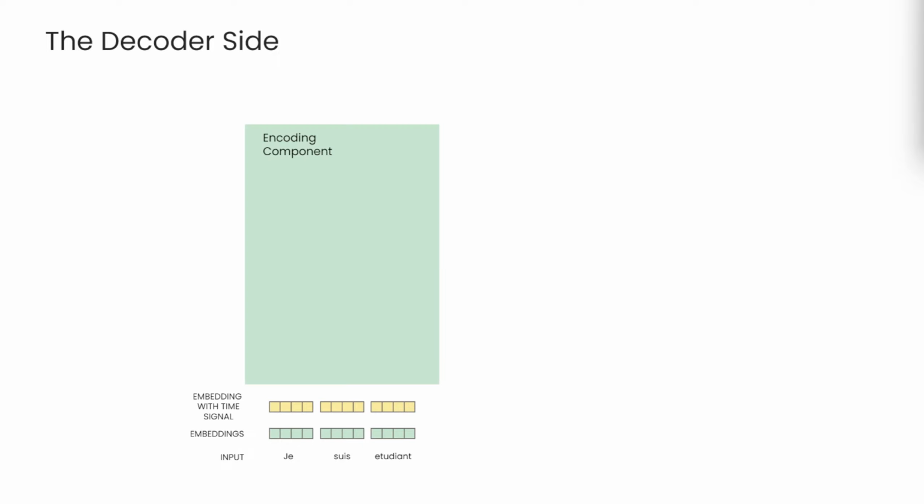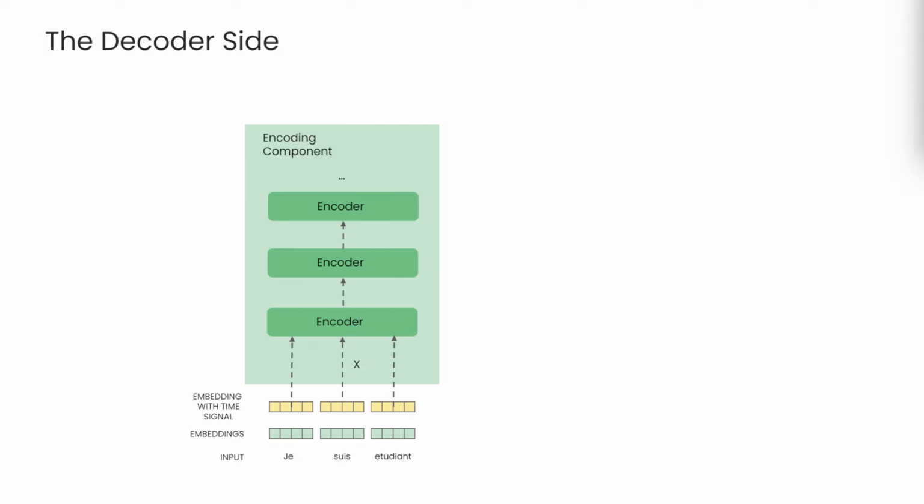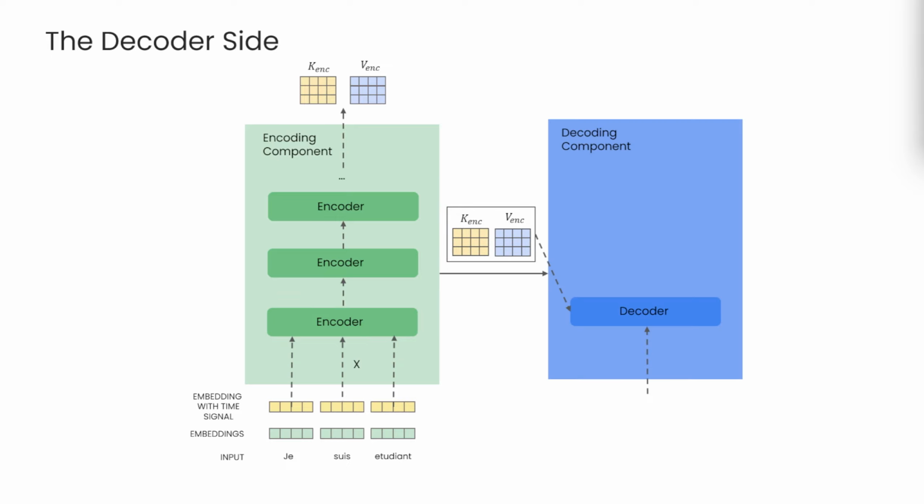Having covered the key concepts of the encoder, we can now understand how the decoder operates as well. Let's break down how these components work together. The encoder processes the input sequence first. The output from the final encoder layer is transformed into attention vectors, which are used in the decoder's encoder-decoder attention layer. This enables the decoder to focus on the relevant parts of the input sequence.